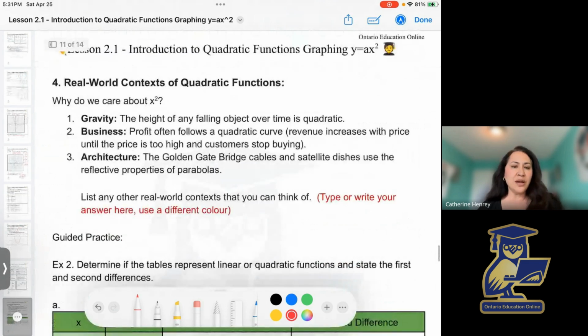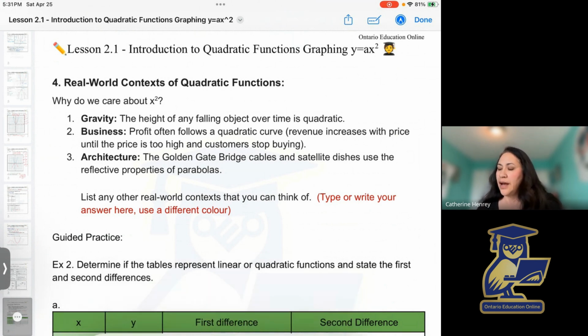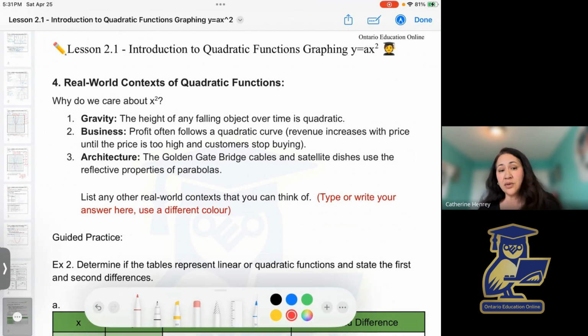So why do we even care about x squared? Well, there's a lot of real world contexts where x squared or quadratic we can model and then we can help predict certain things. Things like gravity, the height of any falling object over time is quadratic. Business, if we want to see the most profit or the most revenue, that is also a quadratic function. Architecture, especially in the construction of bridges and satellite dishes. Again, those curves, parabolas, they are also quadratic.